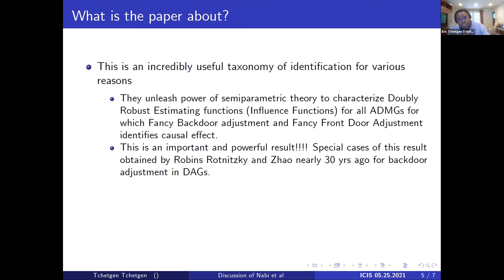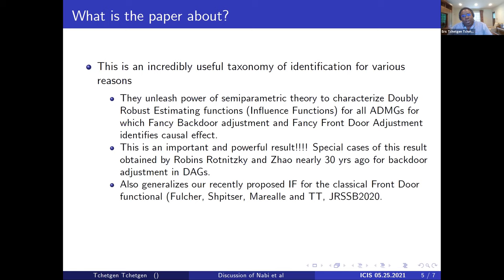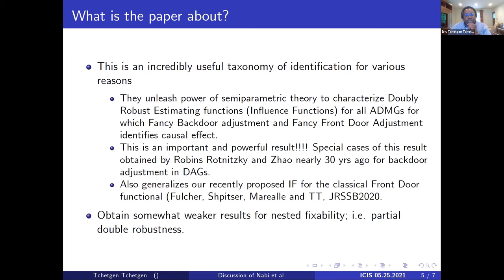There are a lot of special cases to this result, like Robins, Rotnitzky, and Zhao, nearly 30 years ago, had a similar result for backdoor adjustment in DAGs. And so this generalizes to a much broader class of problems where unmeasured confounding might be operating. It also generalizes a recent paper of ours where we propose a doubly robust estimating equation for the classical front door, or if you want, the non-fancy front door adjustment functional. I was very pleased to see that it could be generalized to much more complicated situations where the ID algorithm shows that there is identification of a causal effect.